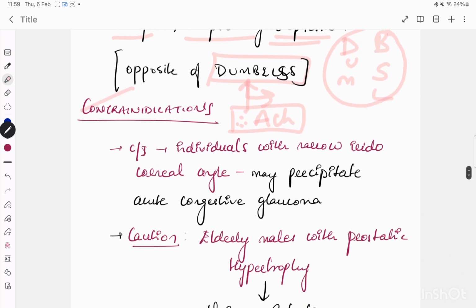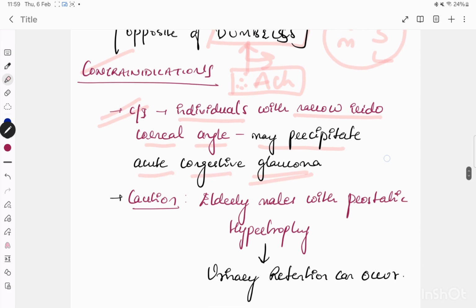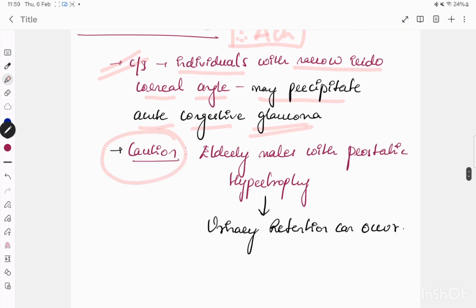Moving on to the contraindications. Atropine is contraindicated in individuals with a narrow iridocorneal angle because this may precipitate acute congestive glaucoma. And we need to be very cautious about using atropine in elderly males with prostate hypertrophy. Why? Because it can lead to urinary retention.